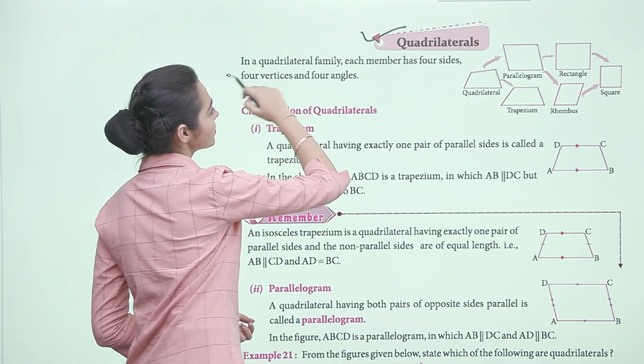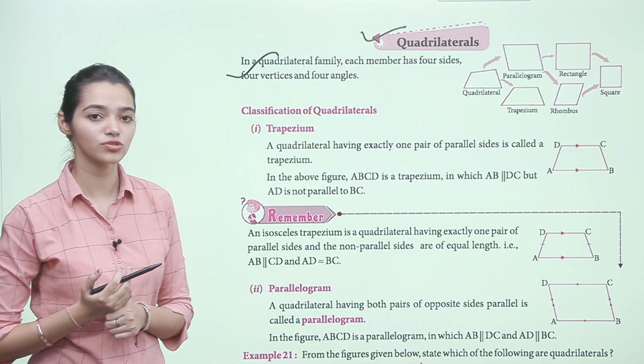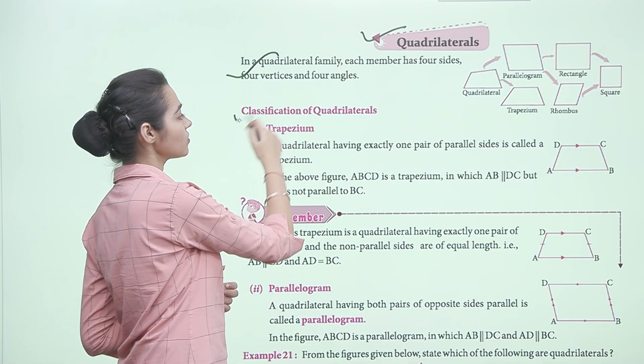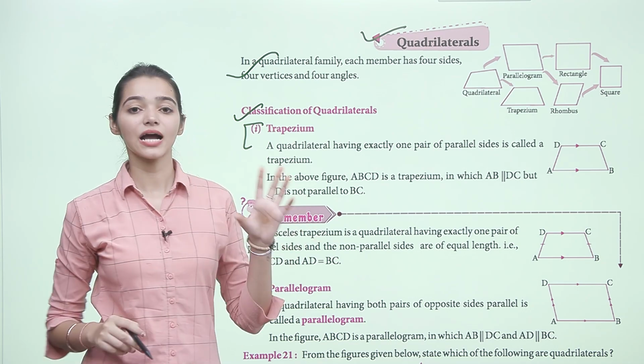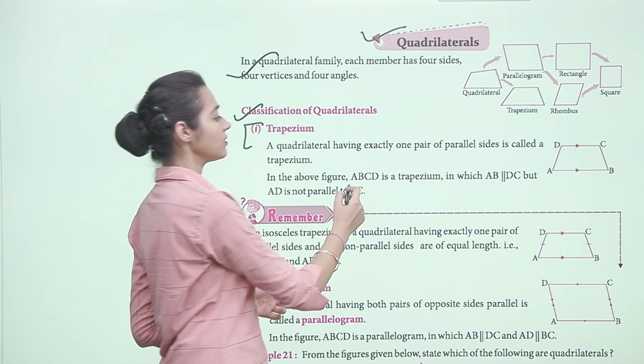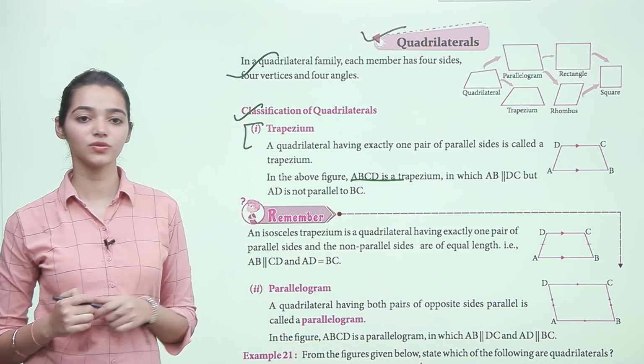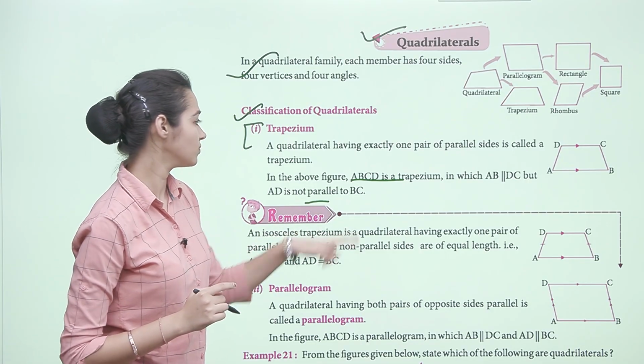Now let's start with quadrilaterals. In the quadrilateral family, each member has four sides, four vertices and four angles. Classification of quadrilaterals: a trapezium has exactly one pair of parallel sides. In the given figure, ABCD is a trapezium, and AB is parallel to DC but not parallel to AD.